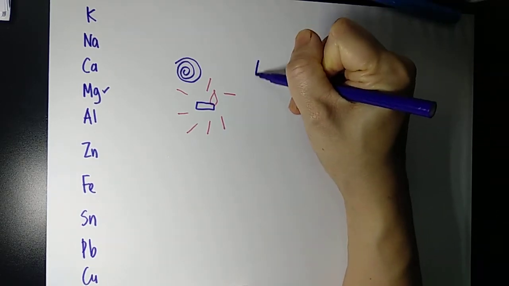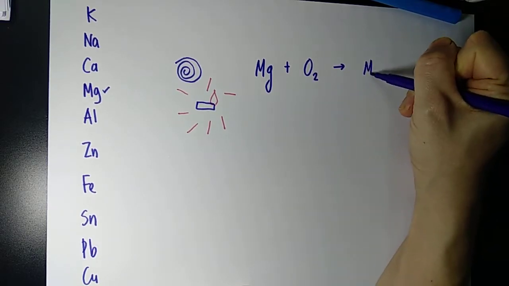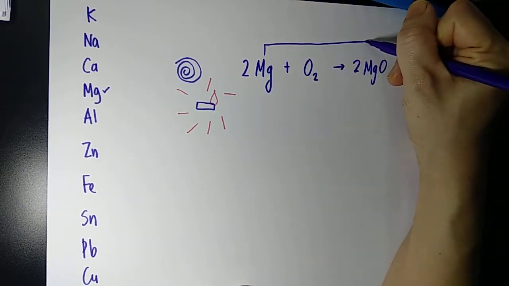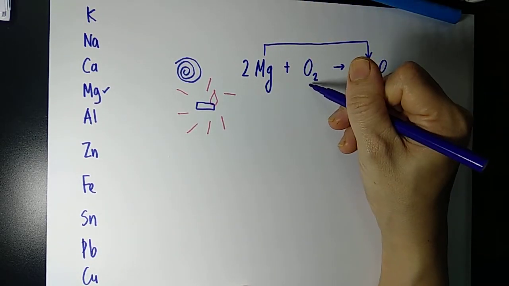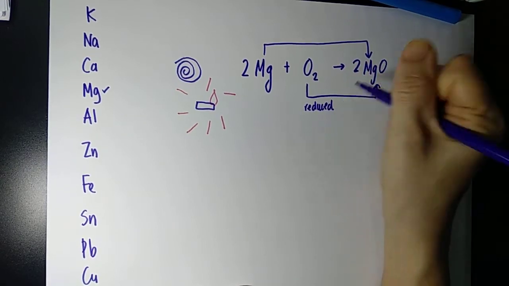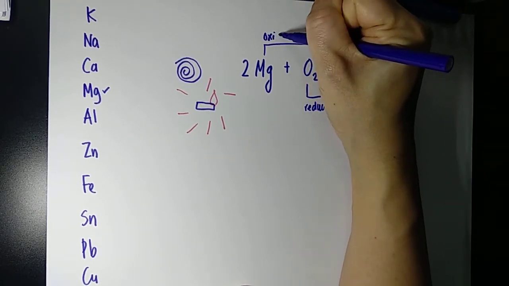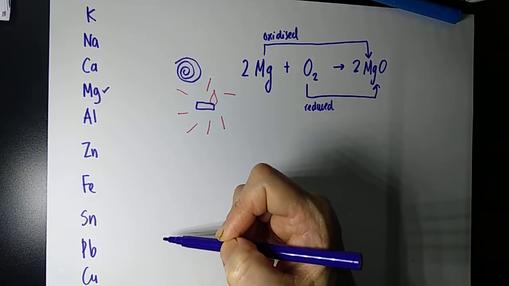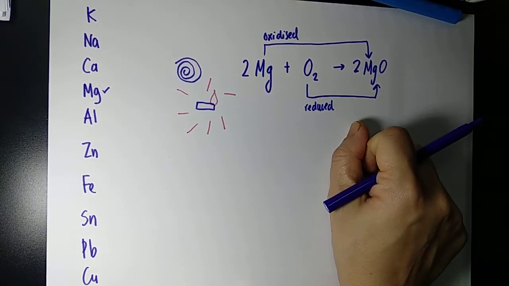So let's look at this. When magnesium reacts with oxygen, it becomes magnesium oxide. So we say that magnesium is oxidized because magnesium gains oxygen. Okay? However, we also say that oxygen is reduced. Oxygen is reduced because it causes magnesium to be oxidized. So, all of these metals can react with oxygen. The higher they are, the more reactive they are, the brighter they burn with oxygen.